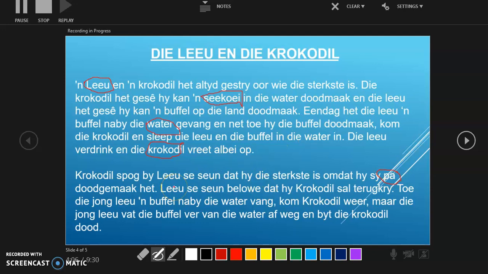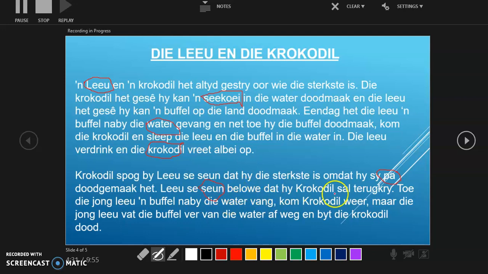Right, next sentence. Leeu se seun beloof dat hy krokodil sal terugkry. Goed, so daar het ons nou weer vir leeu en seun en krokodil. Right, so I'm going to take this one, seun, his son. Right, we are almost through.